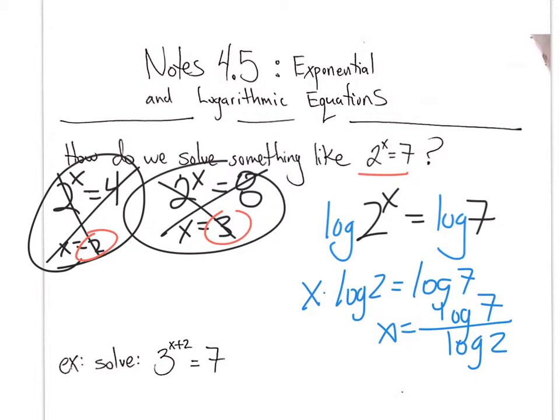So you should be doing this on your calculator. Log of 7 divided by log of 2. My device is showing x equals 2.807354922. Let's call that 2.81. You could try with natural log and you're going to get the same thing. Cool.